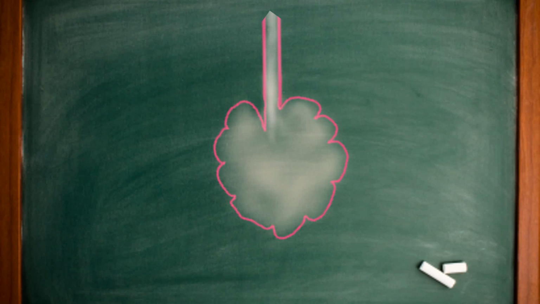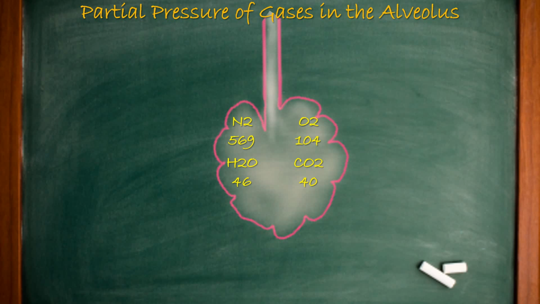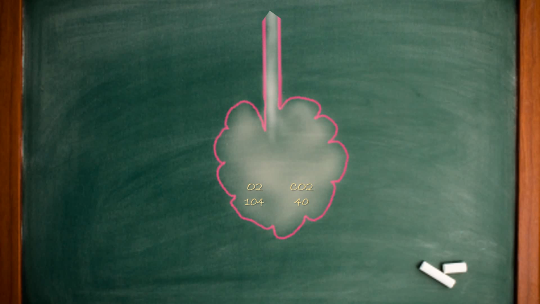Now as this air moves through the upper airway, there is an addition of carbon dioxide and water to this. And the final composition of air that reaches the alveolus is nitrogen at 75%, oxygen at 14%, water at 6%, and carbon dioxide at 5%. Thus, the partial pressures are 569 millimeters of mercury for nitrogen, 104 millimeters of mercury for oxygen, 46 millimeters of mercury for water vapor, and 40 millimeters of mercury for carbon dioxide. And these here are the values for the partial pressure of gases in the alveoli. So, the PaO2 is 104 millimeters, while the PaCO2 is 40 millimeters.